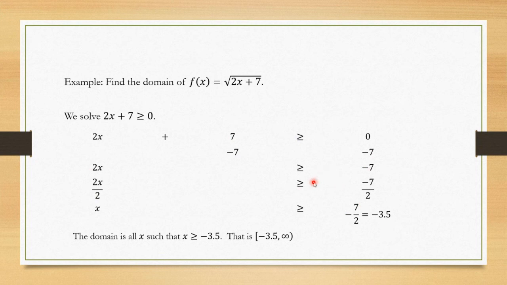Notice I did not turn the inequality around. You only do that when you're multiplying or dividing by a negative, but 2 is positive. So we have this thing here. The domain then is all x such that x is bigger than or equal to negative 3.5. So in other words, we get this interval.